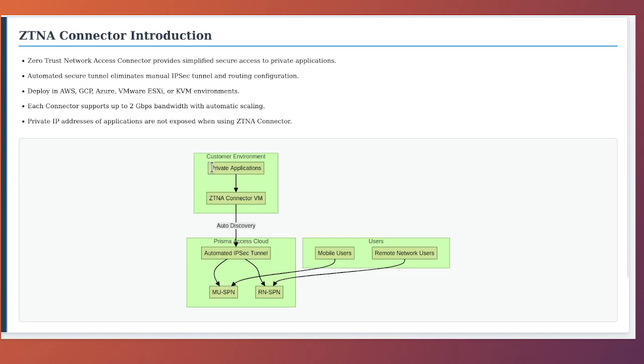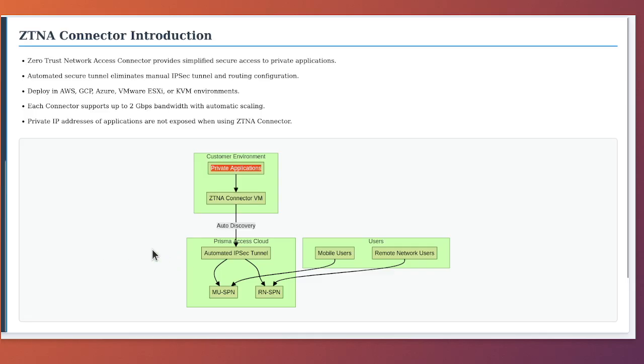The Zero Trust Network Access Connector virtual machine is deployed within your environment, whether that's in Amazon AWS, Google GCP, Microsoft Azure, VMware ESXi, or a KVM Hypervisor. Palo Alto Networks recommends deploying the virtual machine in the same subnet as the applications you want to onboard.